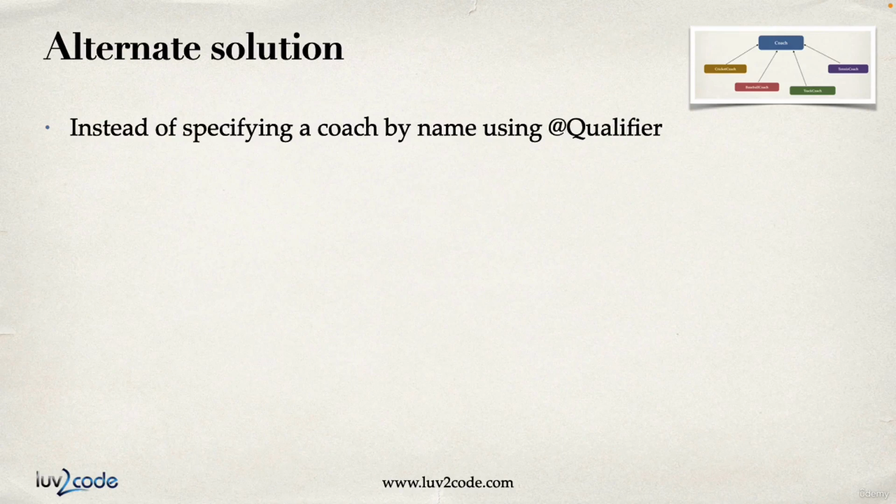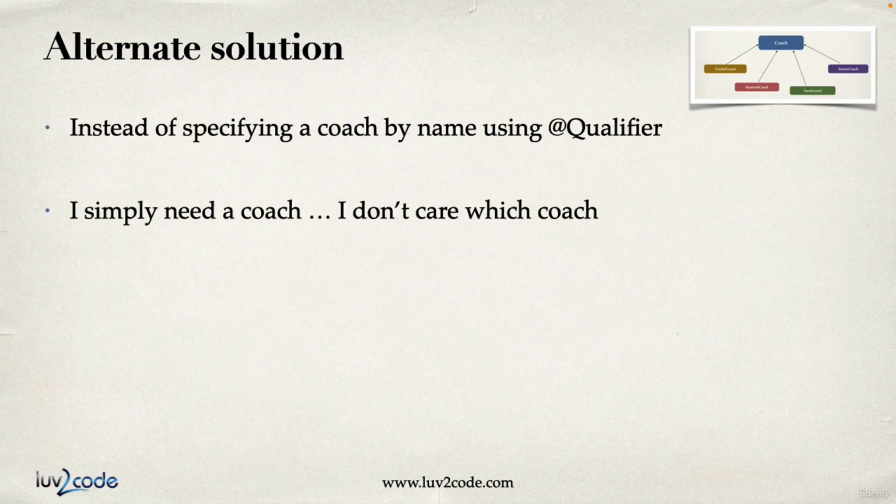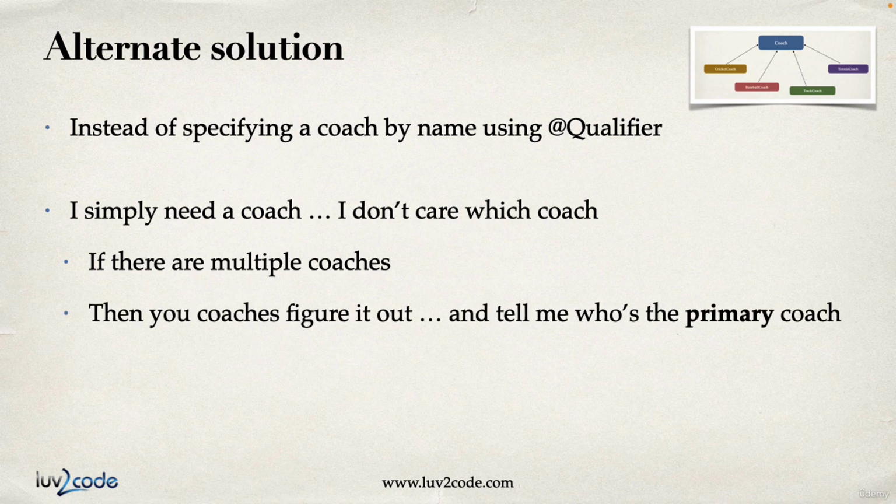Instead of specifying a coach by name using the qualifier annotation, I could say, you know what? I simply need a coach. I don't care which coach. And I could say, hey, if there are multiple coaches out there, then you coaches figure it out. You all tell me who's the primary coach. I really don't care. I simply need a coach to help me out here. That's it.